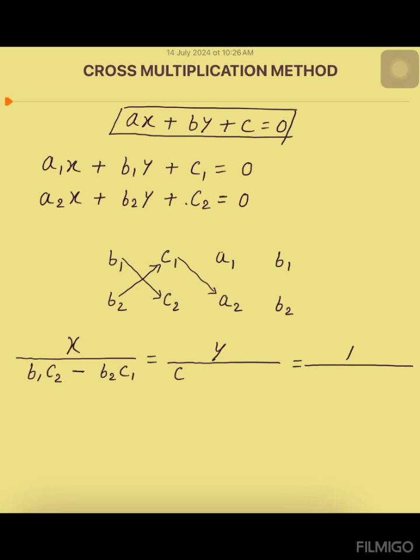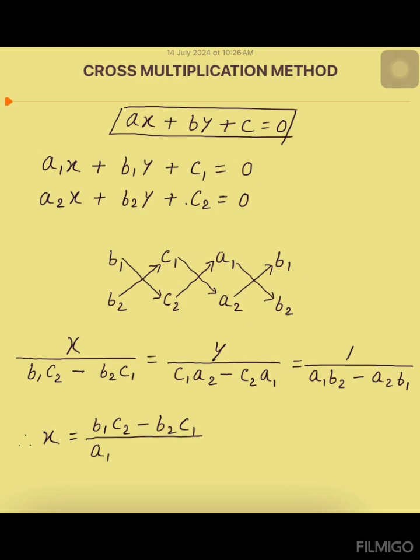Then there will be a minus sign in between them. Then y by: c1 multiplies with a2 and c2 multiplies with a1, minus sign in between them. Then 1 by: a1 multiplies with b2 and a2 multiplies with b1, and a minus sign in between them. Now in all these three parts, the last part, 1 by a1 b2 minus a2 b1, is the constant part. So you have to equate this constant with the variable part.